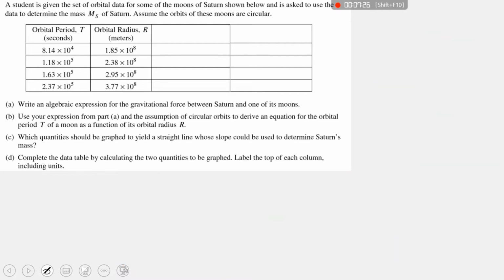So I'm going to copy what we just had. My orbital period was equal to 2 pi r root r over root G M_s. Okay, so I want to know which quantities I could graph to give a straight line whose slope would be Saturn's mass. Slope to be Saturn's mass, getting from here.